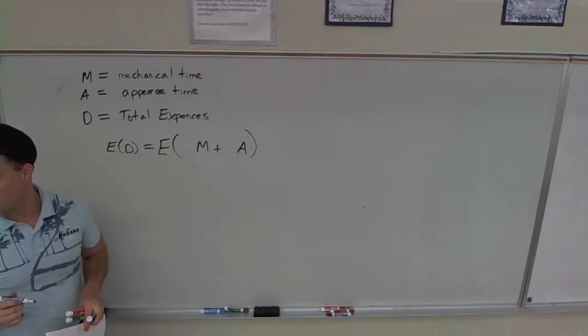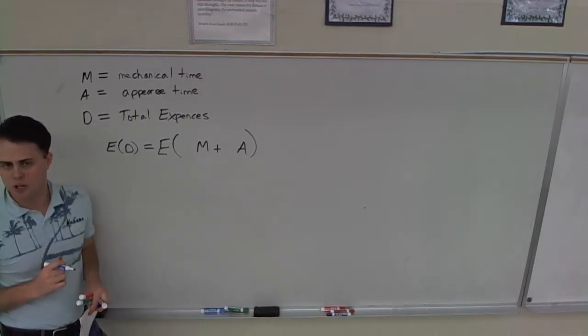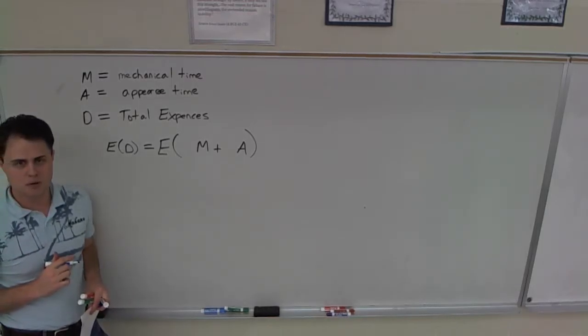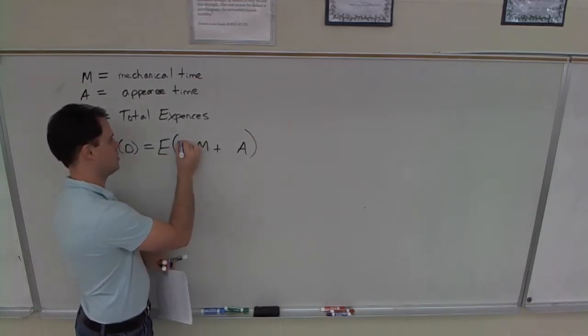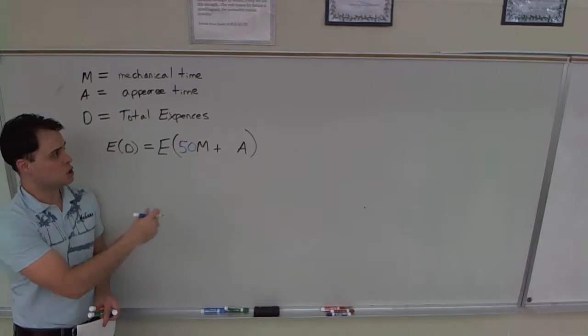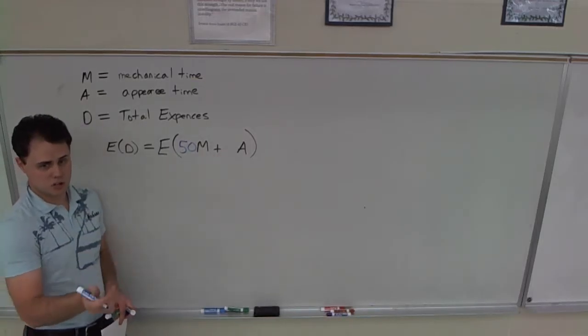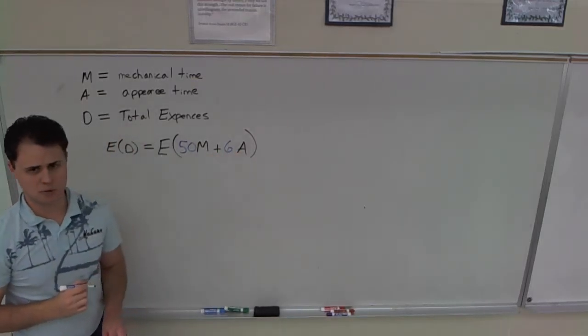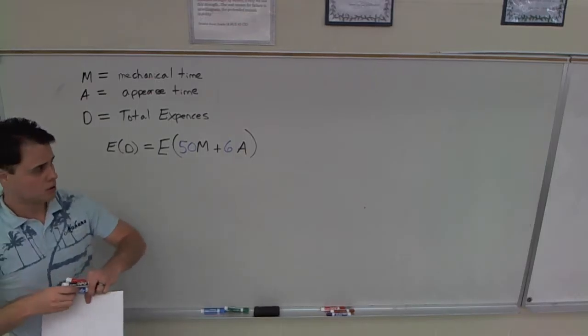How much money do we spend on the mechanical part per hour at the shop? 50, so I should put a 50 here, right? And then for each hour of appearance time, it's 6. It's really cheap.